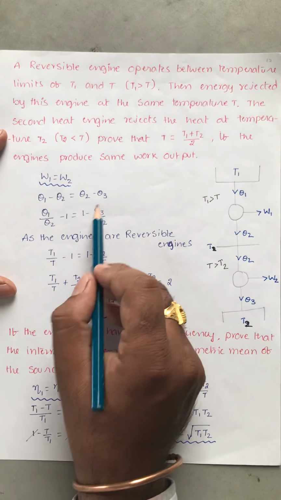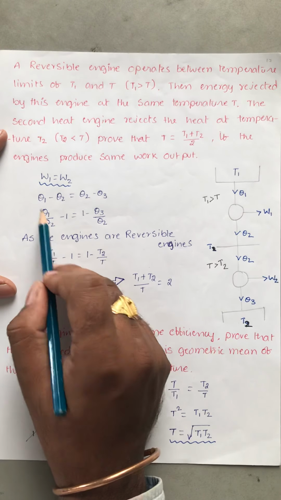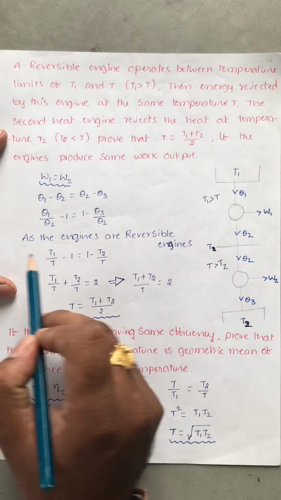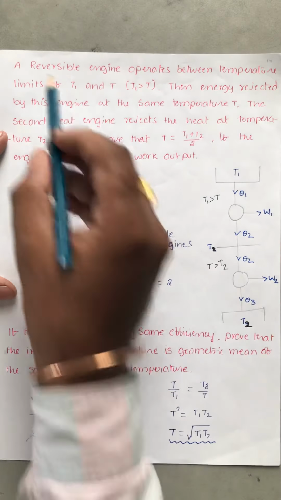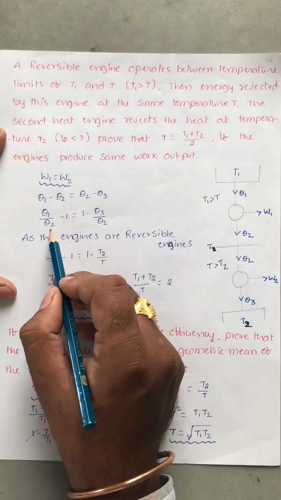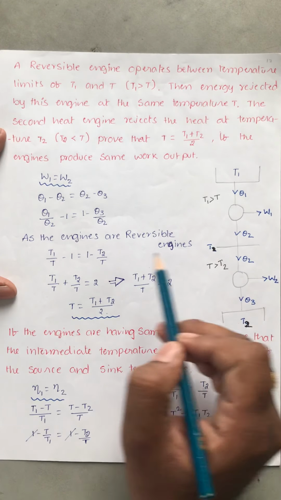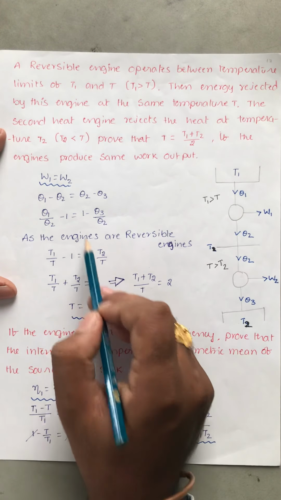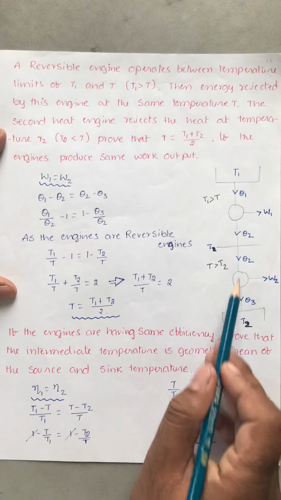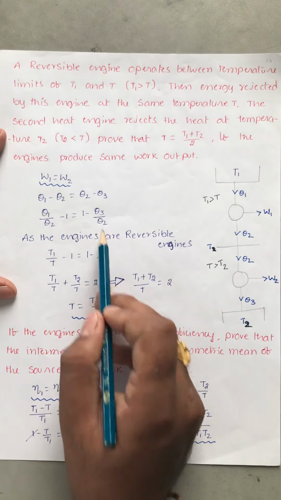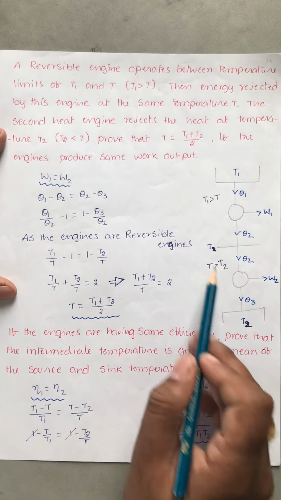Then if you divide with Q2 on both sides, Q1 by Q2 minus 1 is equal to 1 minus Q3 by Q2. As the engines are reversible engines, Q1 by Q2 means T1 by T, minus 1 is equal to 1 minus Q3 by Q2. Q3 by Q2 means the corresponding temperature T2 by T.